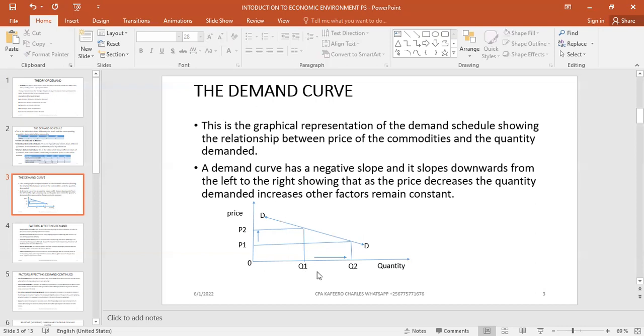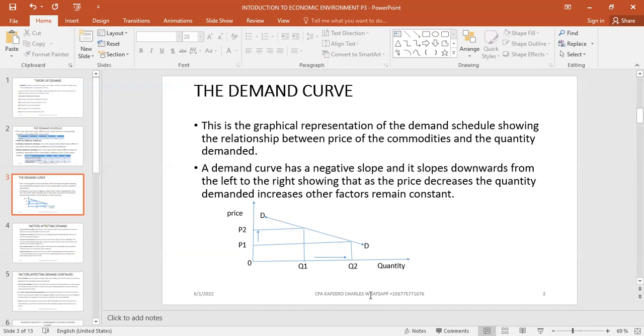Meaning that when the price increases, we expect a reduction in the quantity demanded. So when you plot that curve, it will give you a negative slope, sloping downwards, corresponding to the law of demand. We say the demand curve has a negative slope, and it slopes downwards from left to right.